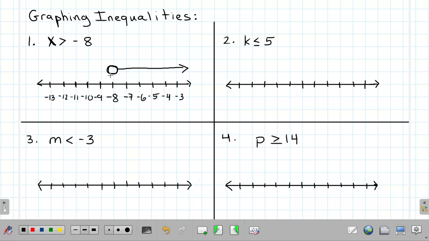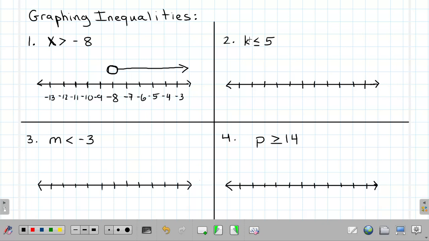But notice, since we did the open circle here, this -8 is actually not an answer because -8 is not greater than -8, okay? And that's pretty much all there is to graphing inequalities. So let's look at number 2. We have k is less than or equal to 5.